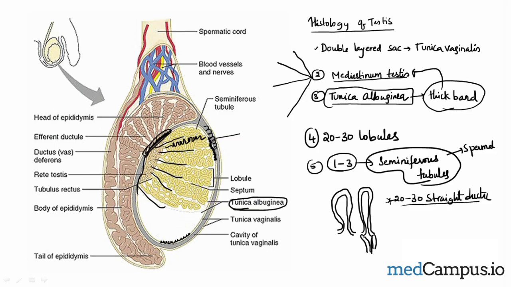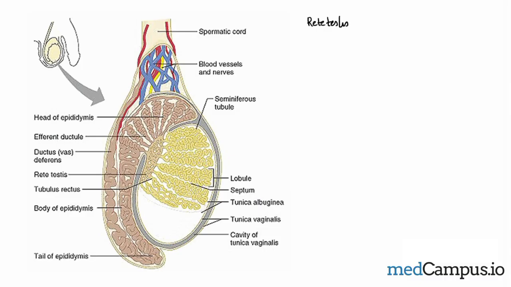All these straight ductules convolute. They form a mesh-like structure at the mediastinum. So at the mediastinum testis, these are all straight ductules. You can see they unite in the substance of the mediastinum to form another structure called the rete testis. So we have the rete testis, which is formed from the straight ducts.